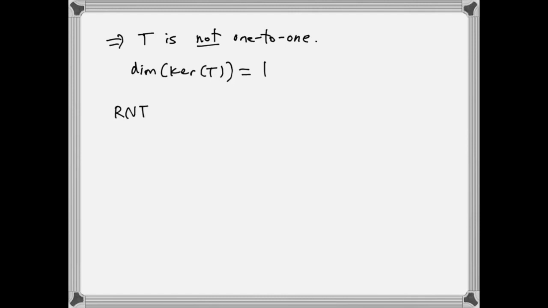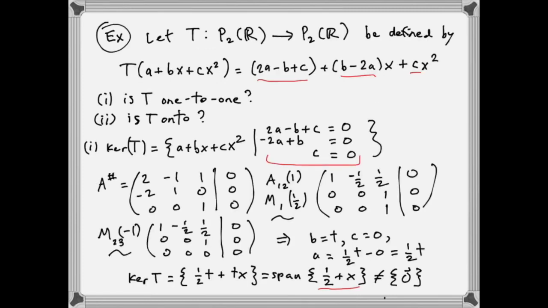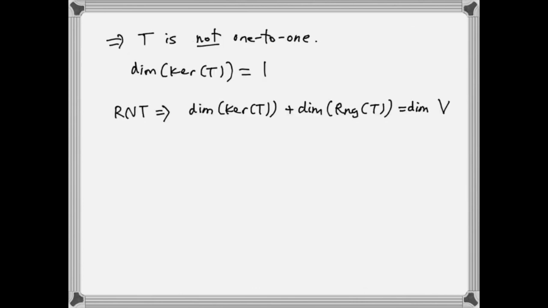Now remember, the rank-nullity theorem, we're going to use that again. The rank-nullity theorem says that the dimension of the kernel plus the dimension of the range is equal to the dimension of V. What's V in this case? If we back up a bit, V is this guy. And we know that guy has dimension 3, right? P2(R) has dimension 3. So this is 3. And we just got the dimension of the kernel is 1. So this must mean that the dimension of the range is 2.